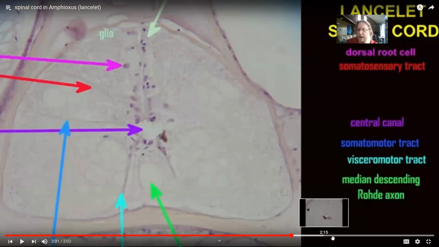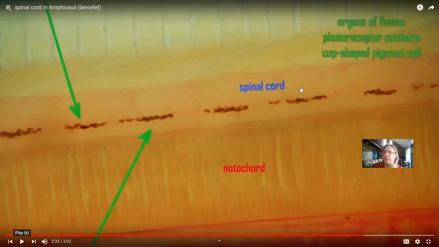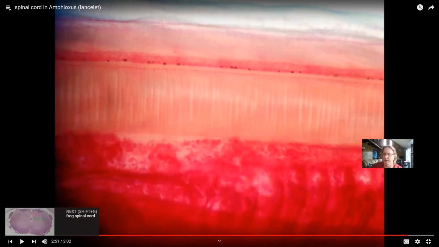As reviewed here, there are those giant cells, including some which are involved in vision. So lancelets don't really have a good eye, but instead they have cup-shaped sensory cells known as organs of Hesse, where a photoreceptor contacts a cup-shaped pigment cell. So it's actually the brain and spinal cord which are detecting light. So if that's the notochord, here's the spinal cord there. So I have a video explaining some of the features of the Amphioxus spinal cord.